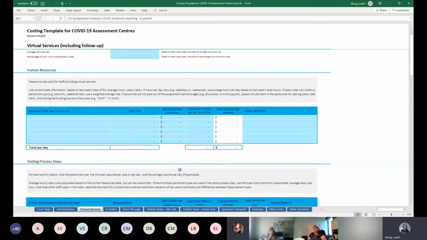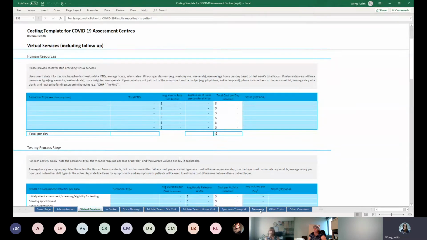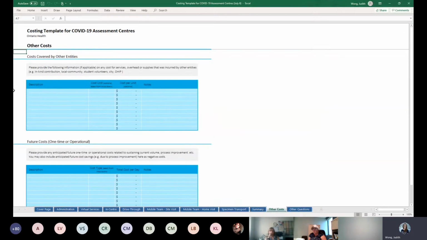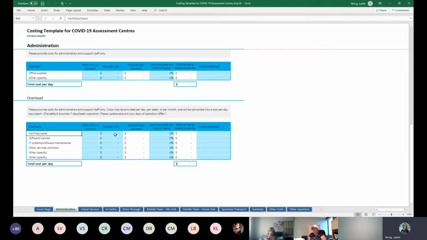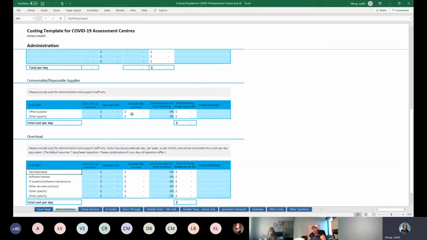Thank you. Yeah, for supplies, I would say, if your supplies are being covered by someone else, just include those again in costs covered by other entities. There's two options. You can also put those in these tables and note that it's covered by someone else.